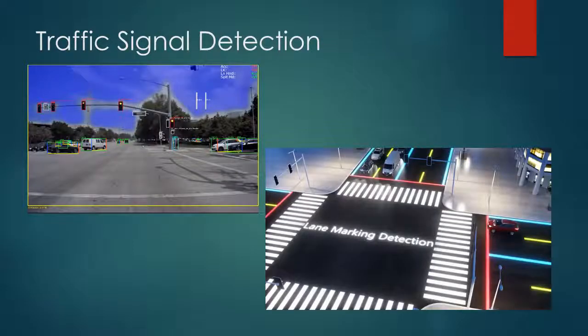But not all objects are moving. Traffic lights and signs are usually static objects, yet they need to be detected and their state recognized. For example, you need to know if it's yellow, green, or red. Their detection and recognition is mainly a computer vision problem, solved by machine learning techniques such as deep neural networks.